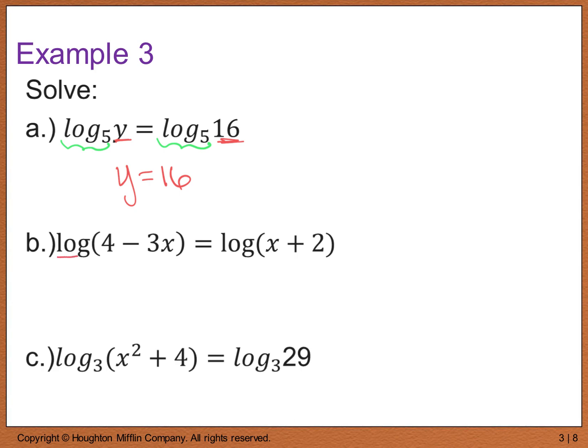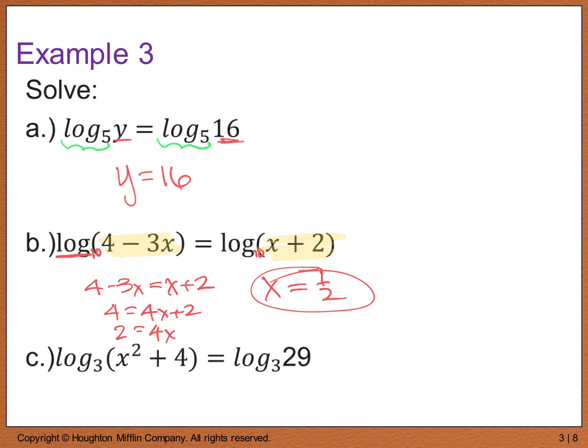For part B, I have just the word log written. If it's just the word log, remember that that's really log base 10, and that would be on the other side too. Because both of these have log base 10s in them, I can now just focus on the 4 minus 3x and the x plus 2, and set them equal to one another. So to solve this one, I have 4 minus 3x equals x plus 2. If I add my 3x to both sides, I get 4 equals 4x plus 2. I'm going to subtract my 2. So this tells me that x is going to equal 1/2.